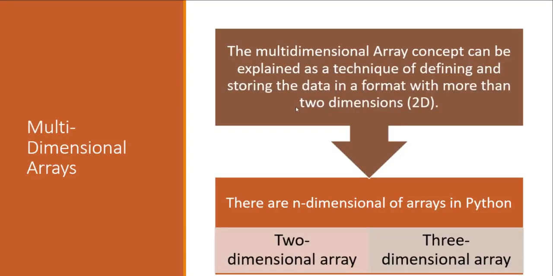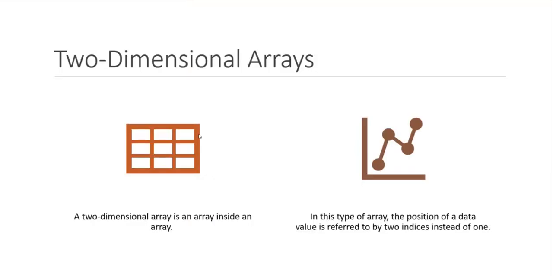Now move to the next topic, that is multi-dimensional arrays. A multi-dimensional array can be explained as a technique of defining and storing data in a format with more than one dimension. For example, a two-dimensional array is an array of arrays. That means it is a matrix of rows and columns. There are n dimensions of arrays in Python, namely the two-dimensional array and the three-dimensional array. First we will discuss two-dimensional arrays. A two-dimensional array is an array of arrays that can be represented in matrix form, like columns and rows. In this type of NumPy array, the position of a data value is referred to by two indices instead of one.